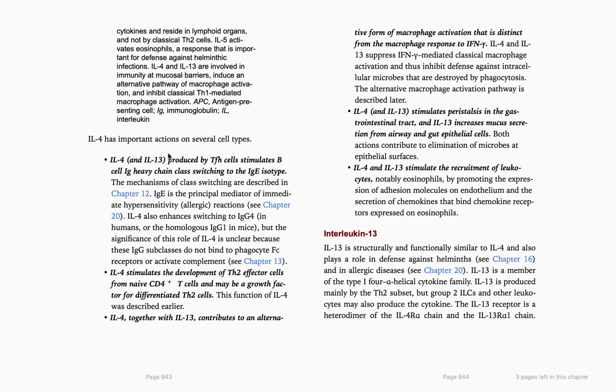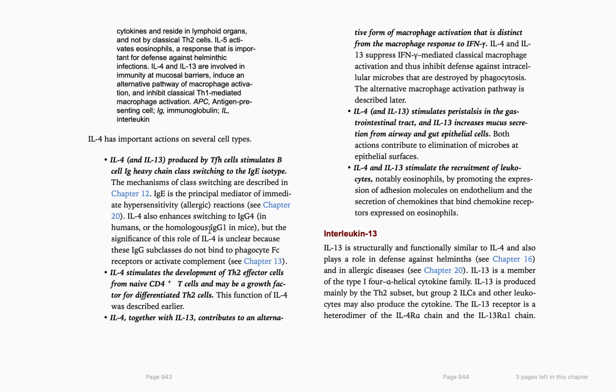So interleukin 4 has important actions on several cell types. Interleukin 4 and interleukin 13 produced by T follicular helper cells stimulate B cell Ig heavy chain class switching to the IgE isotype. The mechanisms of class switching are described in chapter 12. IgE is a principal mediator of immediate hypersensitivity, allergic reactions.